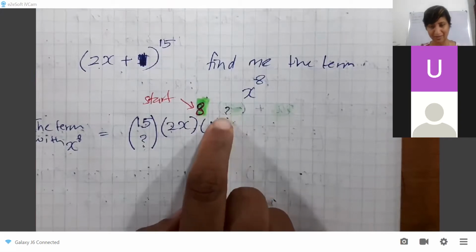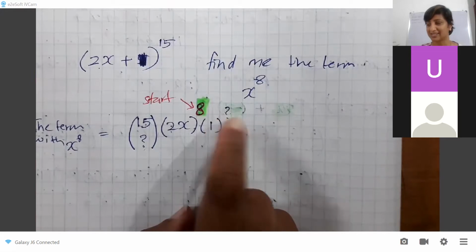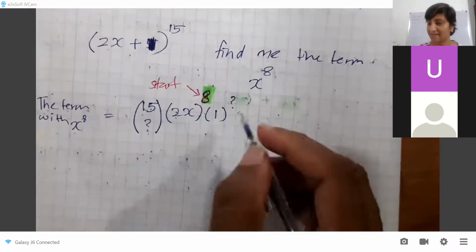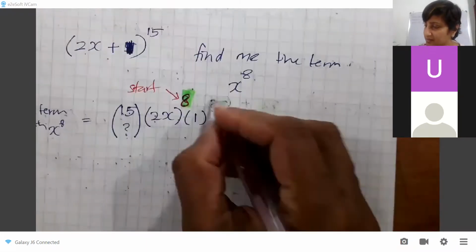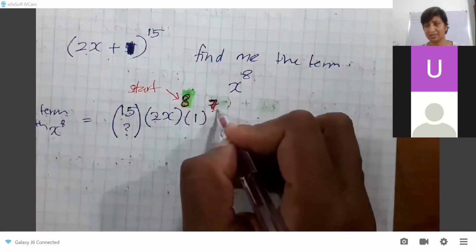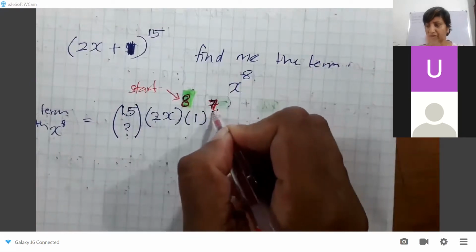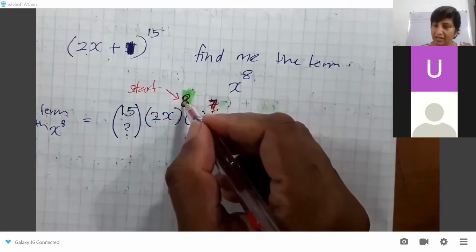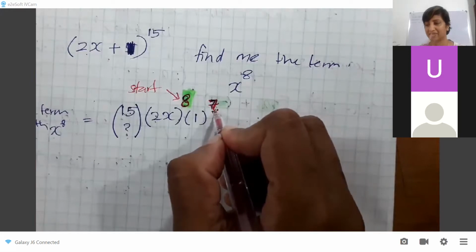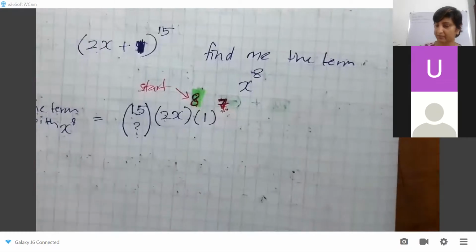Then what must the second power here be? 7. It must be 7. I couldn't have filled this question mark first, because it is determined from that. Because I fixed 8 here, then this has to be 7. I couldn't have thought of this 7 first. This 8 is where you start. This is 7.